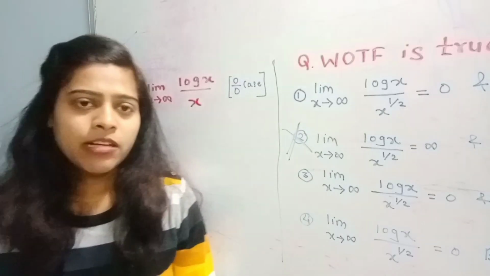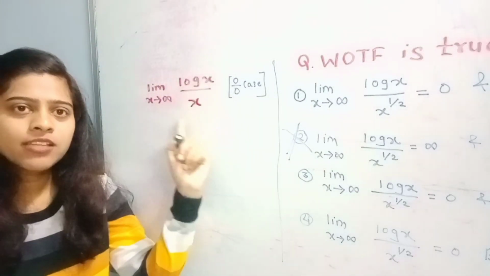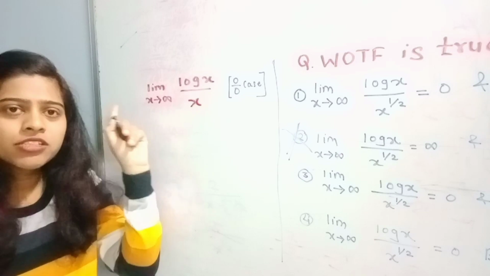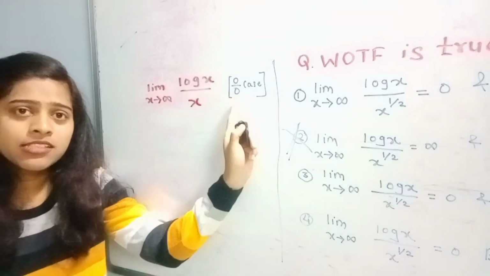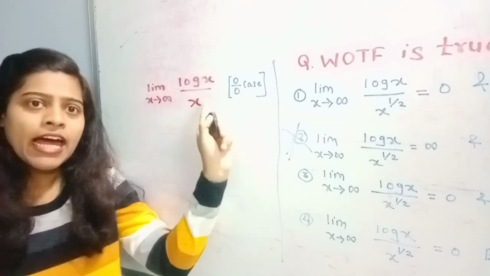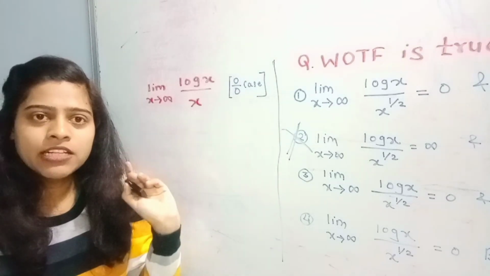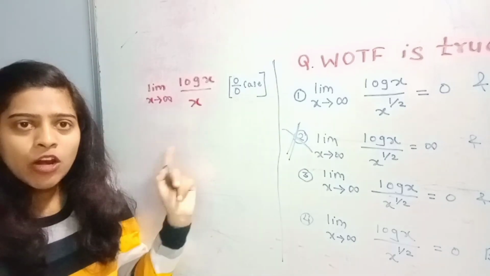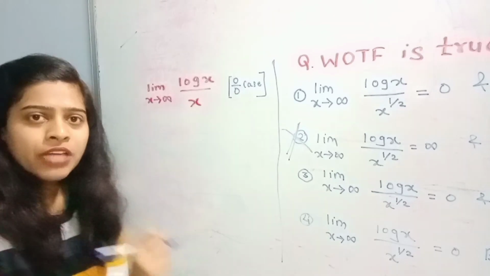Now we find the limiting value of the second function, that is limit x tends to infinity log x upon x. As x approaches infinity, this is a 0 upon 0 case, which is an indeterminate form. And this indeterminate form can be solved by using L'Hospital's rule. Therefore, we apply L'Hospital's rule on numerator as well as denominator.